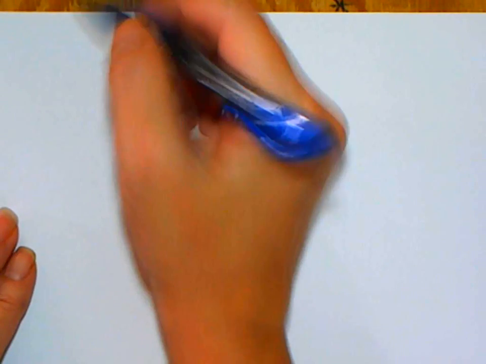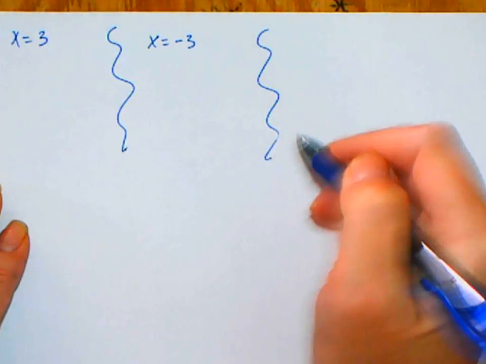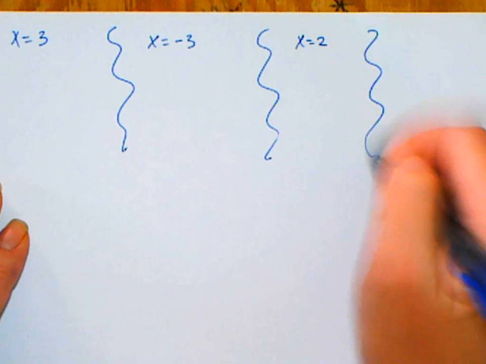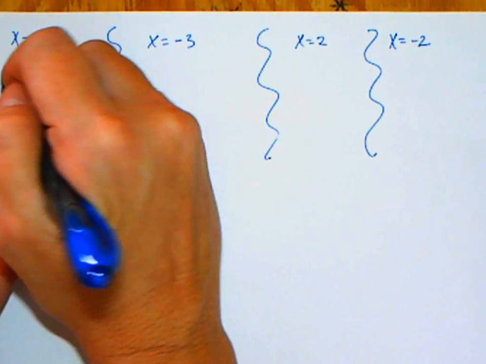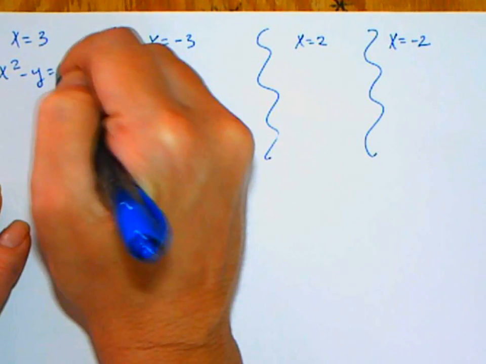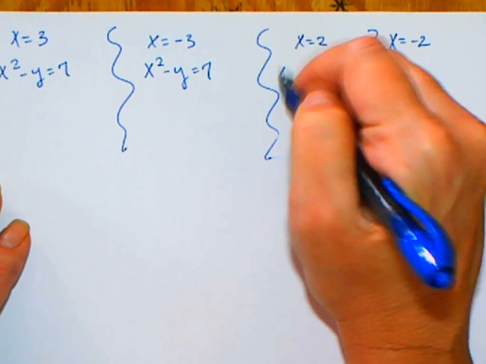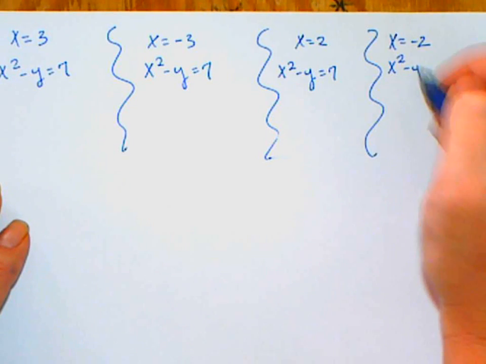So I am going to first say when x is 3, when x is negative 3, when x equals 2, and when x equals negative 2. And for each one of those, I'm just going to plug them all into the parabola equation. X squared minus y equals 7. And I'm going to do that quietly because y'all don't need me for this. Just make sure you get what I get.